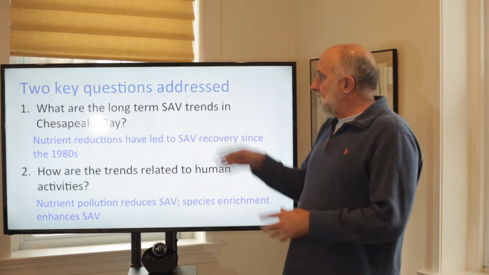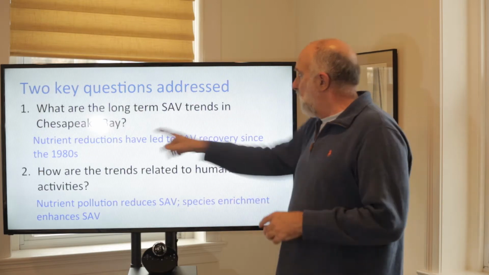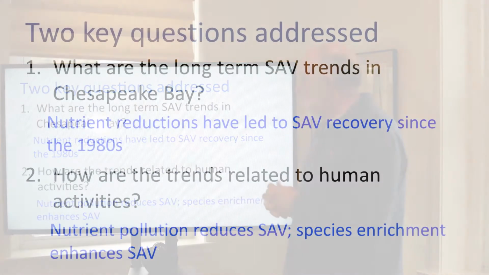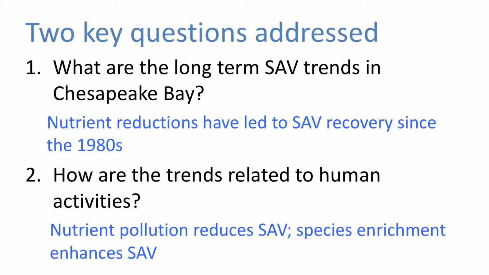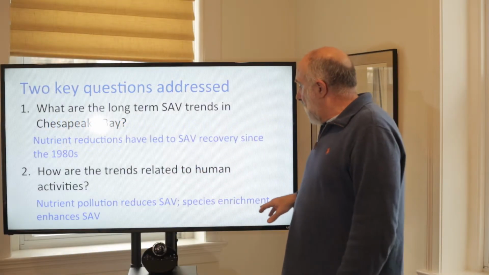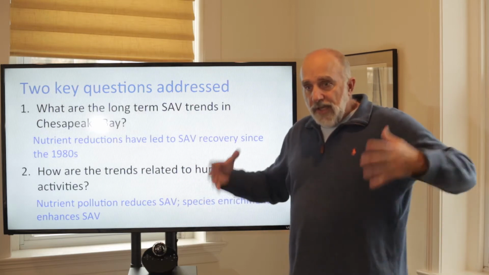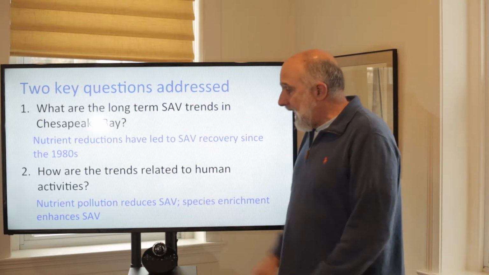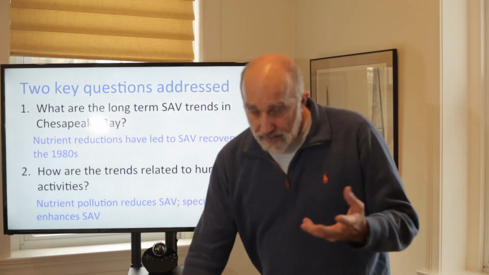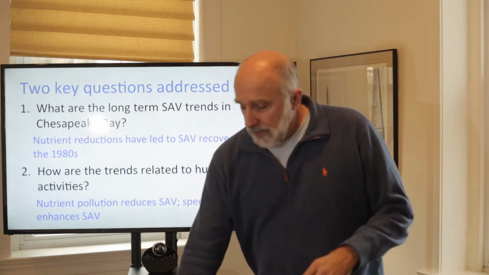So addressing these questions, what are the long-term trends? Nutrient reductions have led to SAV recovery since the 1980s. And how are they related to the human activities? The nutrient pollution reduces SAV, and if you ameliorate that pollution, you're going to get resurgence. And the species richness, if we get multiple species, that enhances the SAV. So that's the third paper that's, like I said, almost out.